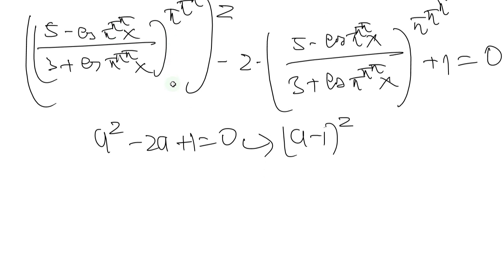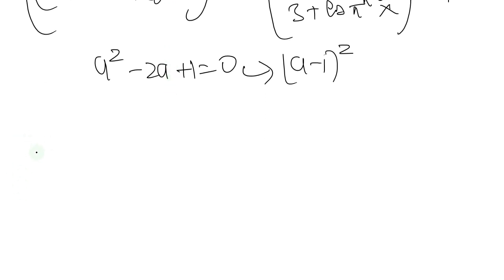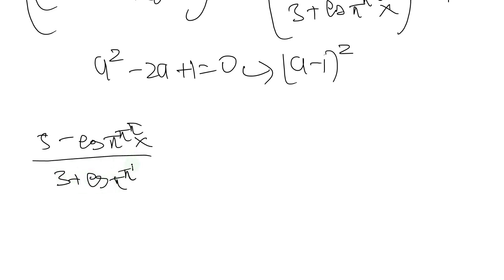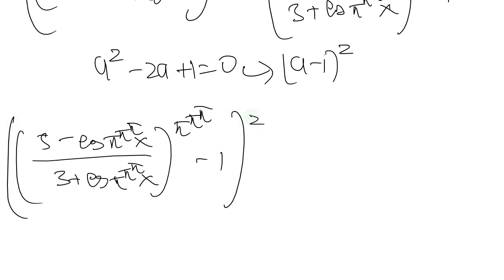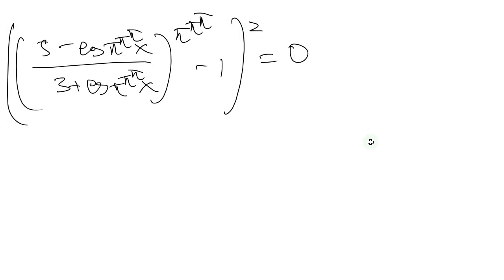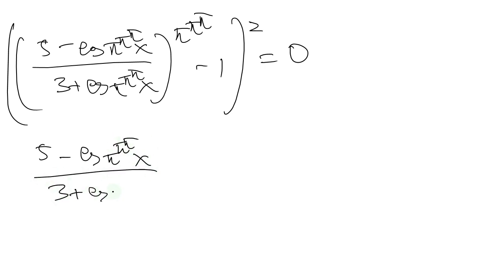So this means that ((5 minus cos pi x)/(3 plus cos pi x)) to the power of pi to the pi, minus 1, all to the power of 2, equals 0. So the square root of 0 is 0, and then we're going to send this one to the right side of the equation. So we're going to have 5 minus cos pi to the pi x divided by 3 plus cos pi to the pi x. This is going to be 1.